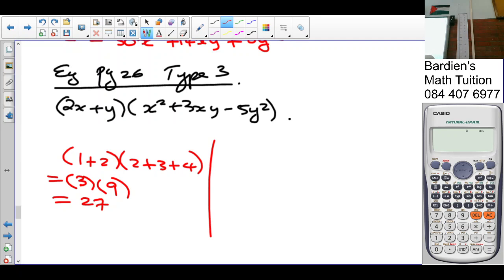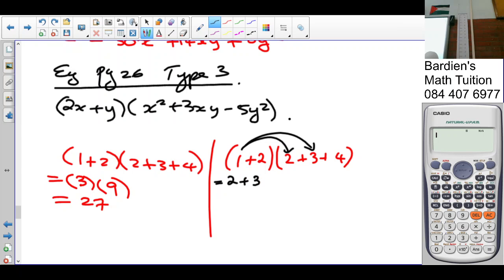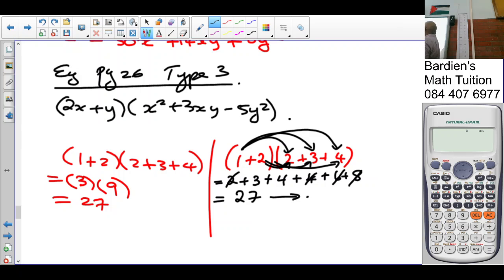Let's see what we're doing here now. If we take 1 plus 2, and we've got 2 plus 3 plus 4. Let's see what happens if we do this. What's 1 times 2? 2. 1 times 3? 3. 1 times 4? What's 2 times 2? 4. 2 times 3? 6. 2 times 4? What is 2 plus 8? 10. 4 and 6, another 10, which is 20. 3 and 4? 7. You understand? This is the distributive method.